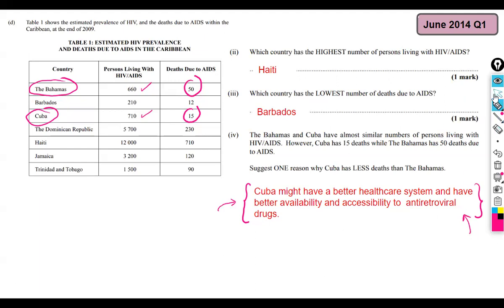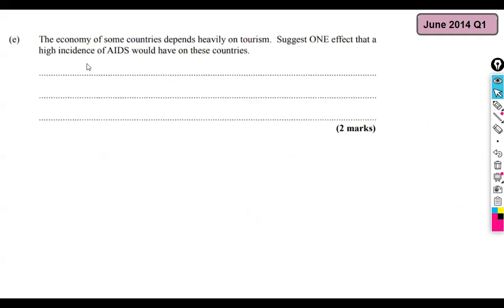Right, so let's move on. E, the economy of some countries depends heavily on tourism, right? So some countries, for example, Barbados, depend heavily on tourism. The Bahamas depends heavily on tourism. Suggest one effect that a high incidence of AIDS would have on these countries.